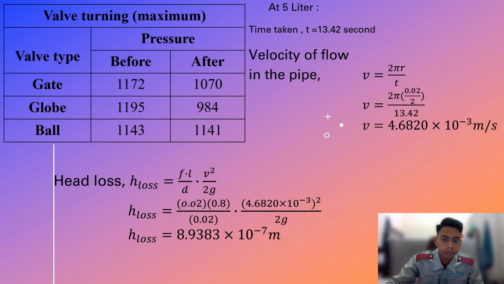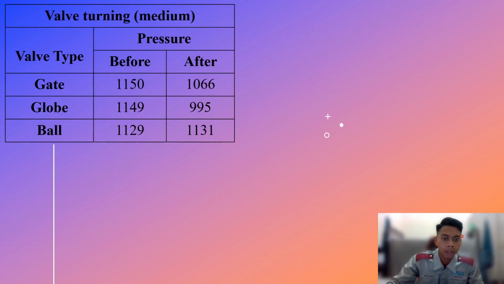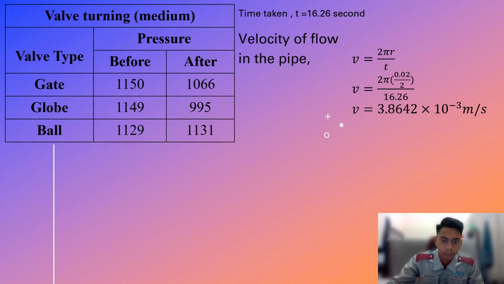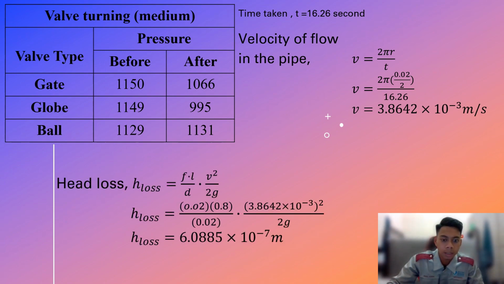Next, this is the valve turning in medium open. You can see the different pressure for before and after. For this medium open, the time taken is 60.26 seconds, and the velocity of flow in the pipe we get V equals 3.8642 times 10 to the power negative 3 meter per second, and the head loss we get is 6.0885 times 10 to the power negative 7 meter.